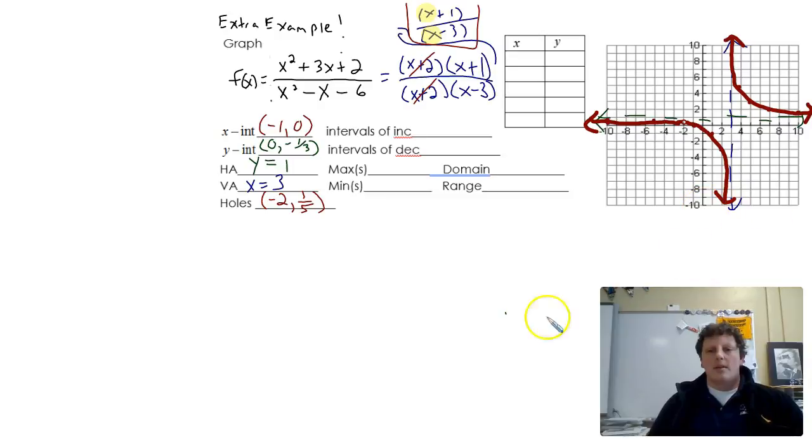So we've got our graph. There is a hole right here. So we want to make sure that open circle is there so that we can see that there's a hole there. We've hugged our asymptotes, given them a nice good squeeze, and things are looking well.